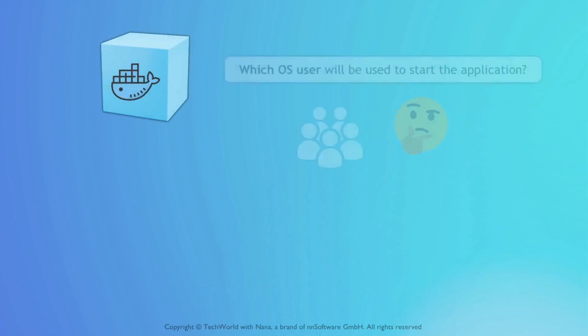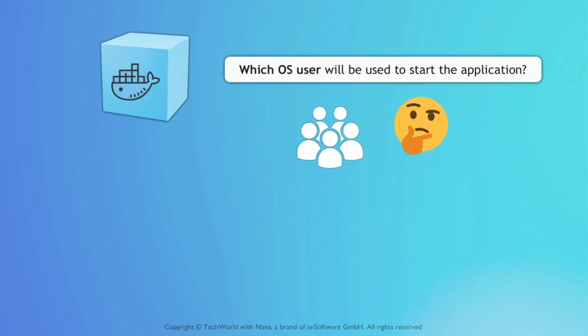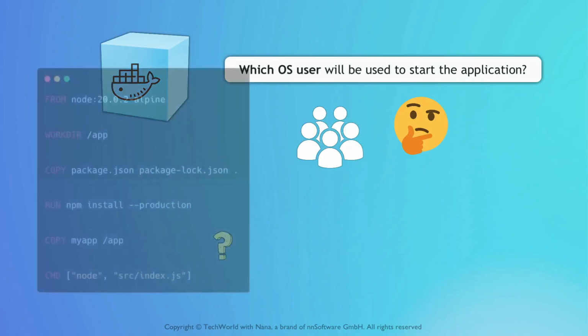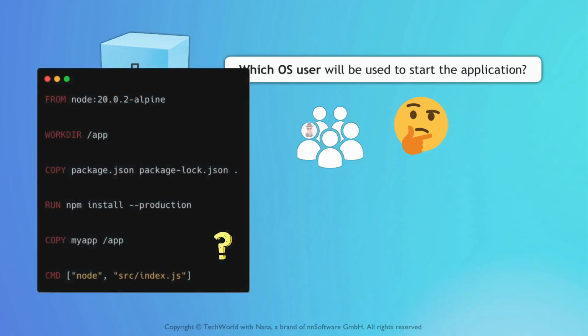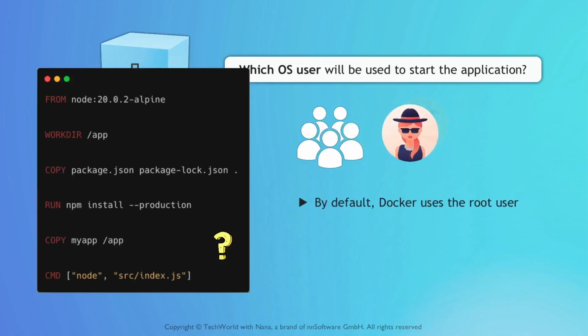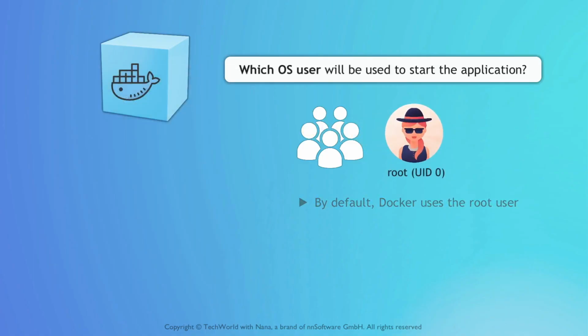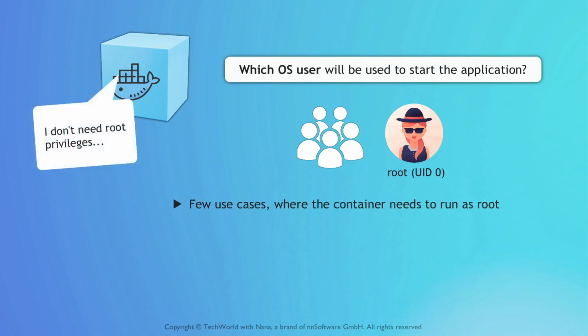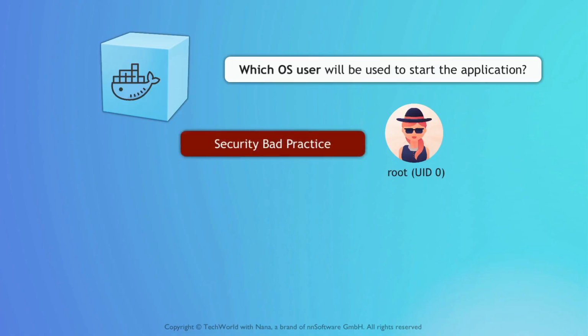Now, when we create this image and eventually run it as a container, which operating system user will be used to start the application inside? Well, by default, when a Dockerfile does not specify a user, it uses a root user. But in reality, there is mostly no reason to run containers with root privileges. And that is also a bad security practice.